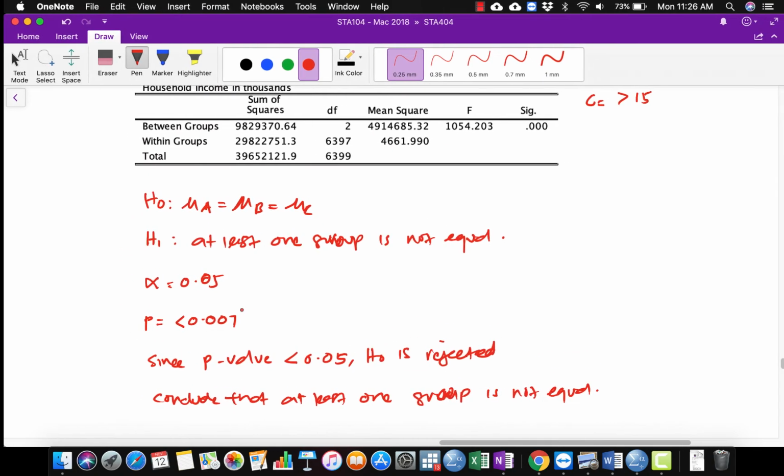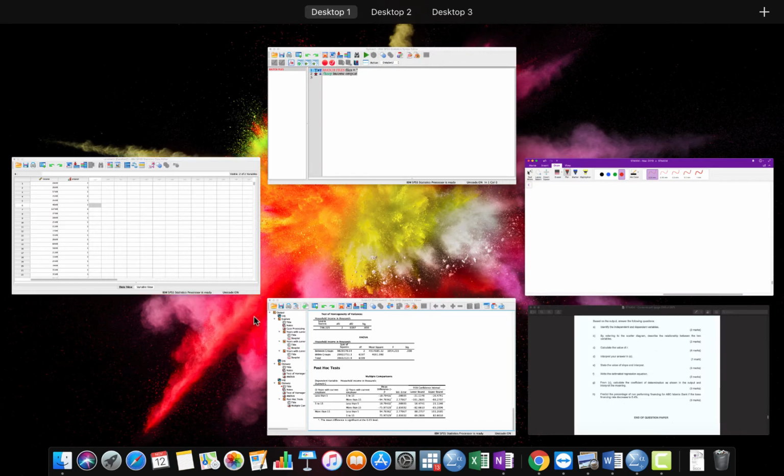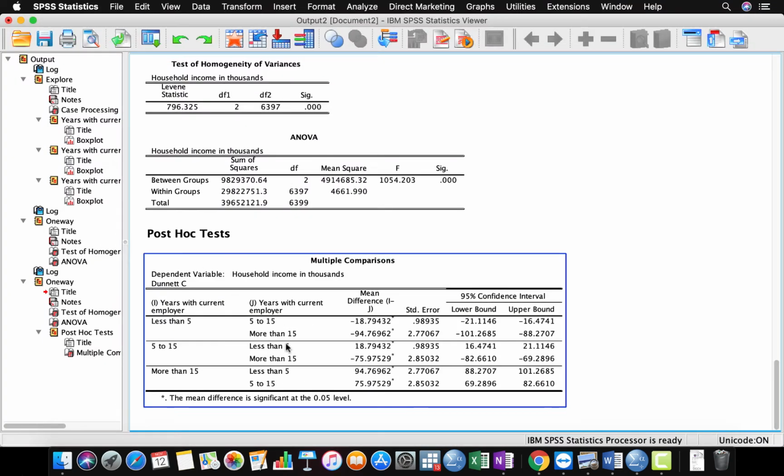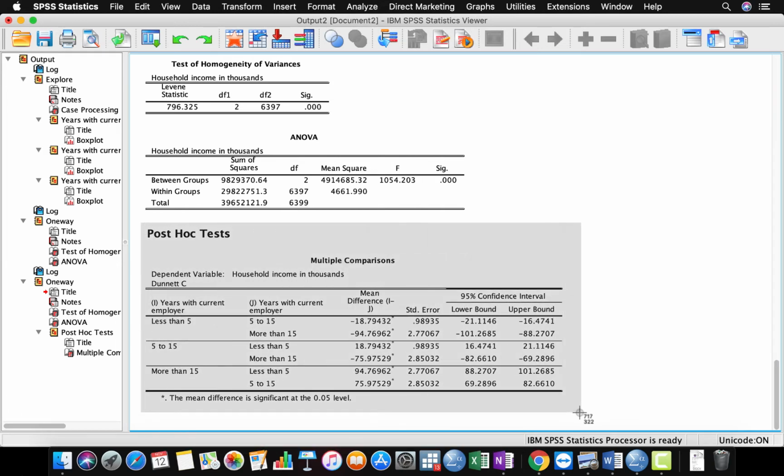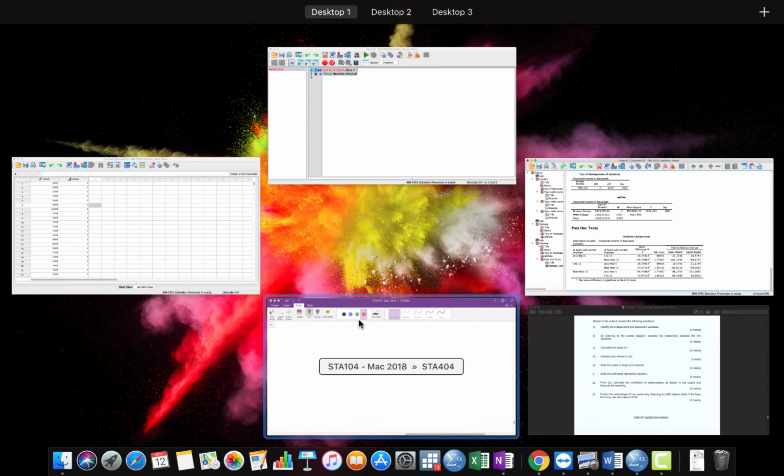Which groups are not equal, we don't know until we look at the third table, which is the Post Hoc Test, multiple comparisons using Dunnett's C. So based on Dunnett's C, let me copy this one.